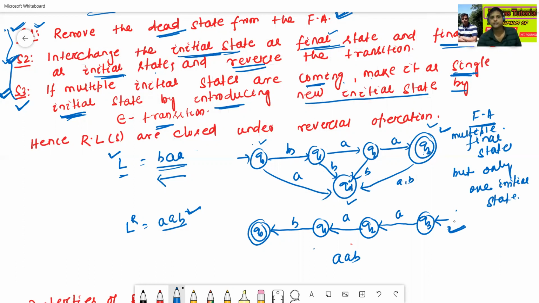Suppose a finite automata contains Q3 and Q4, and both are final states. Here the rule is what? Interchange the initial state as final state and final state as initial state. Since we interchange initial as final and final as initial, there may be chances that the reversal automata has multiple initial states.